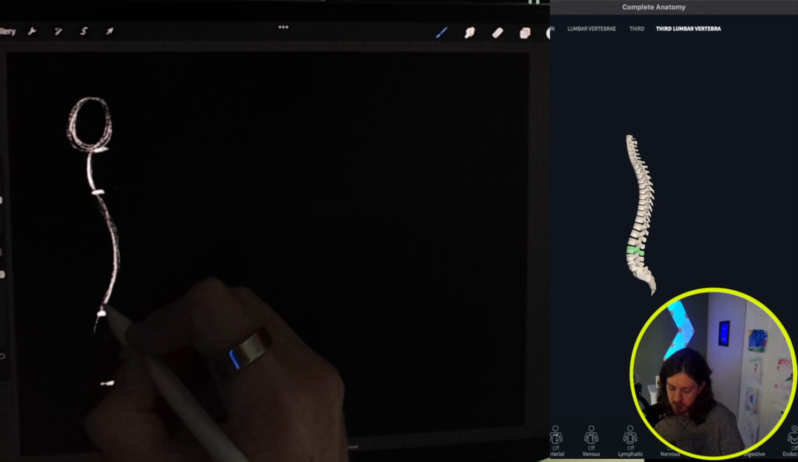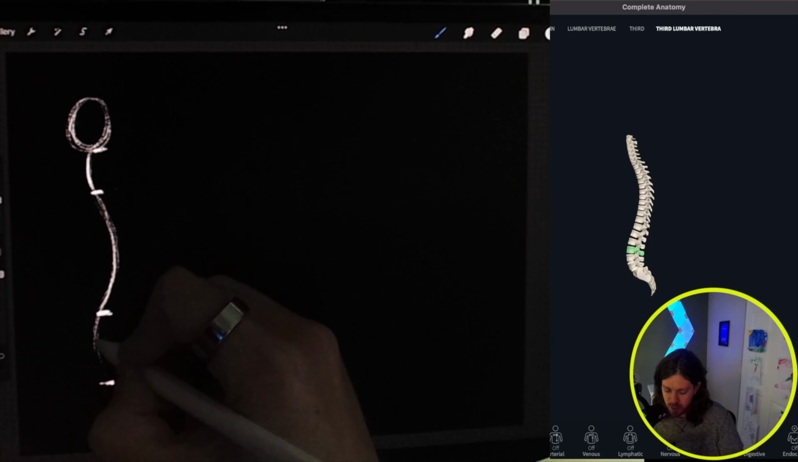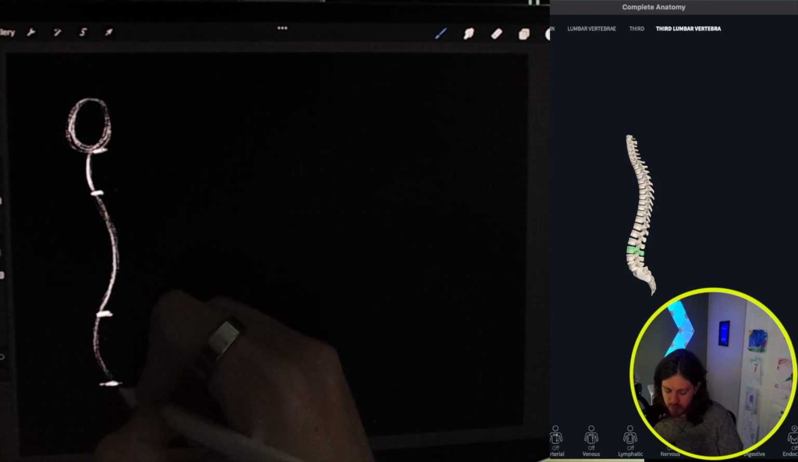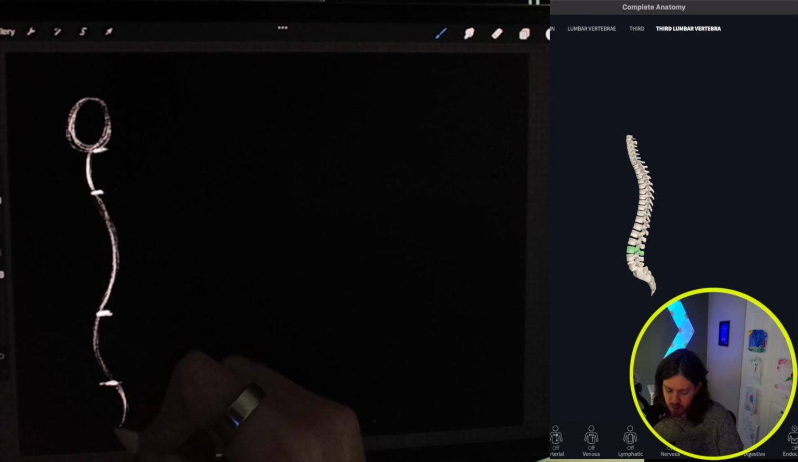And then the next portion is the lumbar, and it curves back in the other direction and is mostly perpendicular with this neck portion there. And then the last portion here is the sacrum and tailbone, which is slightly curved as well. It curves back this direction.